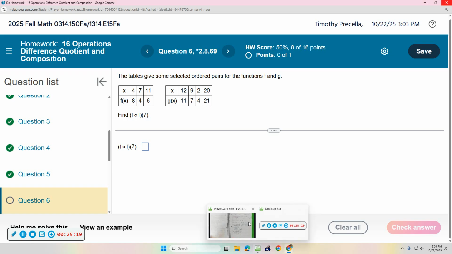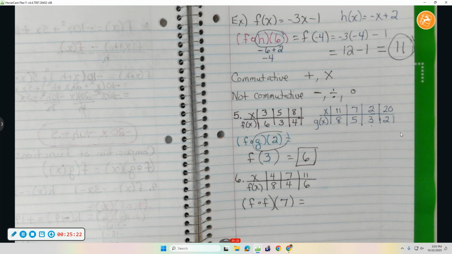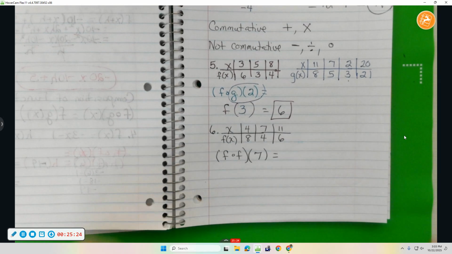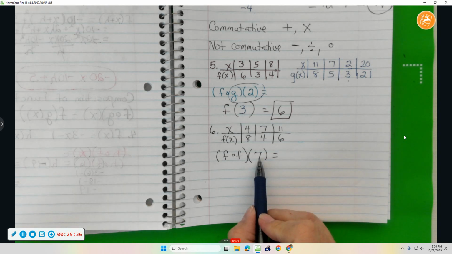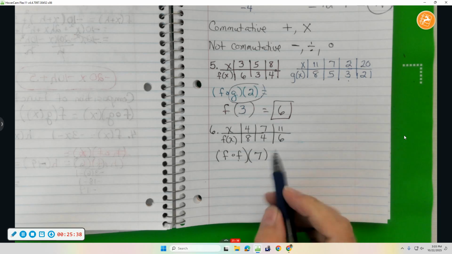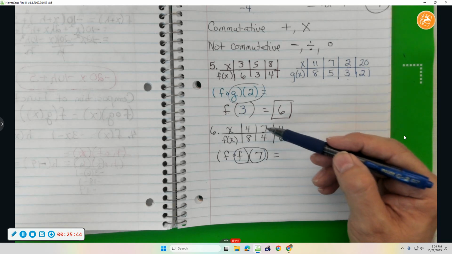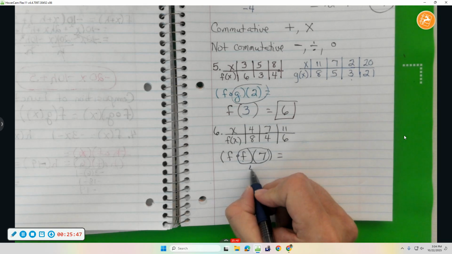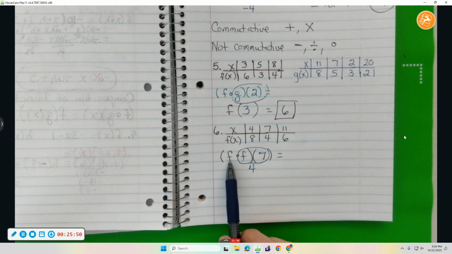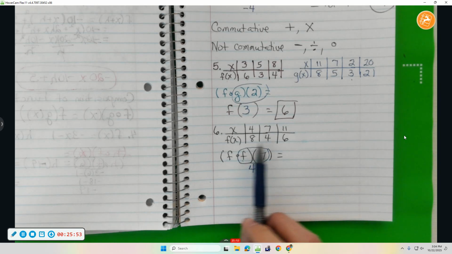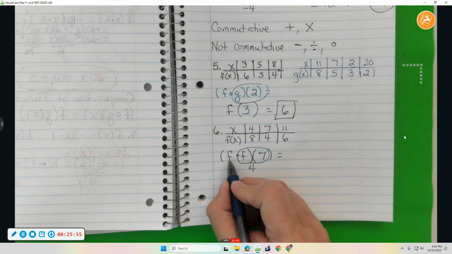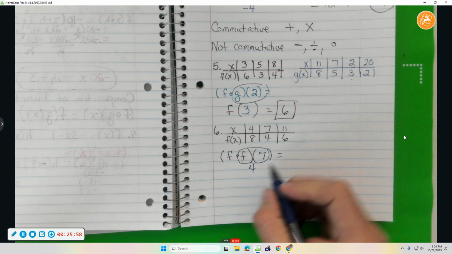Okay. Well, there's not a lot of work here. By work, I mean it's up here. Not scribble, scribble. Start with 7. Look at the f table. What's f of 7? The f table assigns 7 to 4. Okay. You still have another f there in front. So look at the f table again. It's assigning 4 to what? 8.